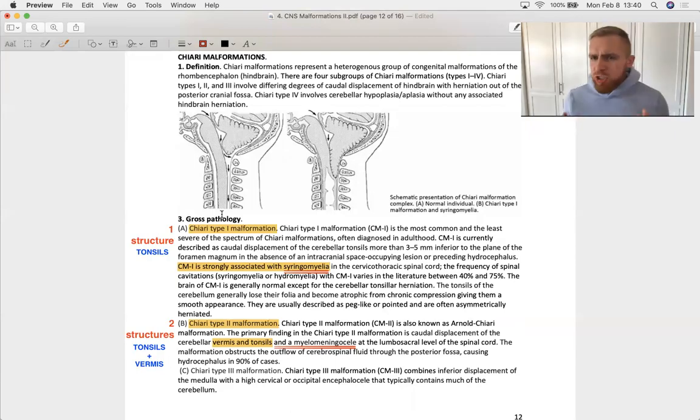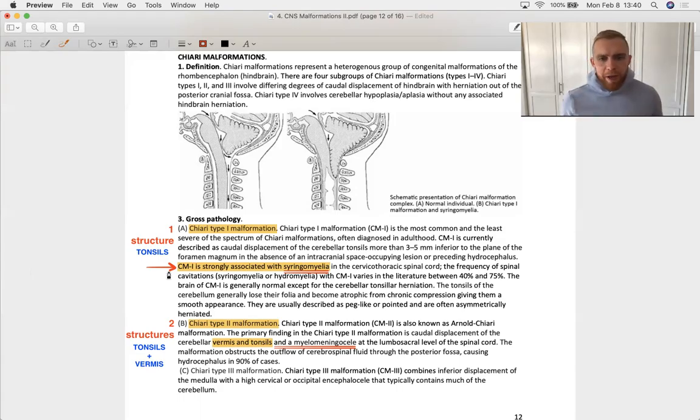So associations, they want to give you the diagnosis. Maybe you have to look at a CT, make the diagnosis, then it's a second order question. They ask, what's the association? Love to ask that. Understand, Chiari 1 is strongly associated with syringomyelia. So that's that loss of bilateral pain and temperature, typically upper extremities in a cape-like distribution.